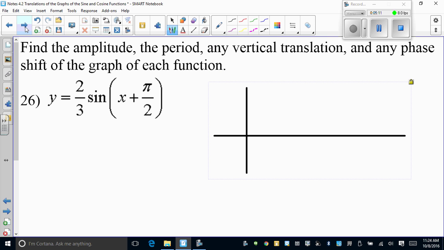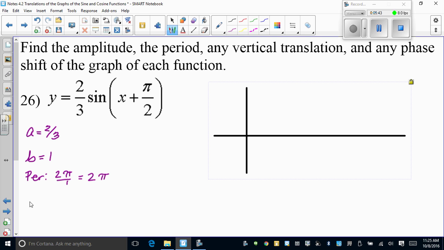Okay, so the first one: find the amplitude, the period, any vertical translation, and any phase shift of the graph of each function. So you're just going to go through and identify. A is what's being multiplied in front, as a reminder, 2 over 3. Your B value is after sine, but in front of x, so it's 1. So from here, we can find our period, which is 2 pi over 1, or simply 2 pi.